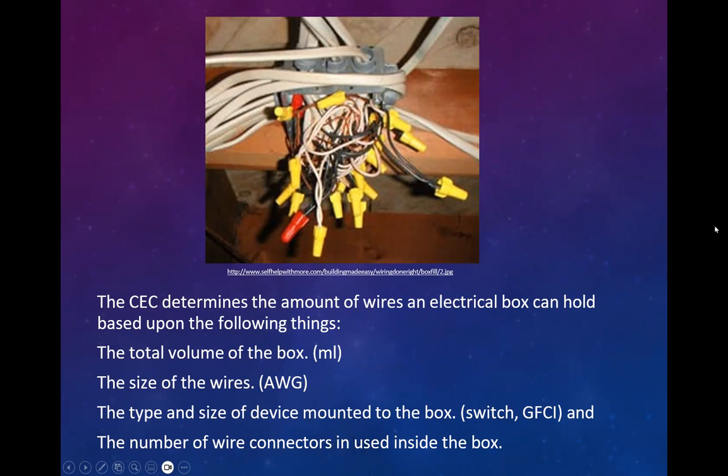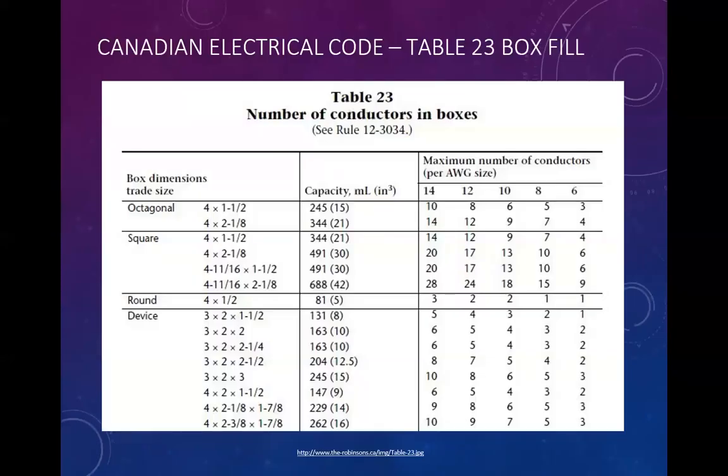All right. So we have the criteria now. Let's take a look at some things here. Here's Table 23 of the CEC, Canadian Electrical Code. Number of conductors in boxes. In this part here, we have the type of boxes. Here we have the corresponding volume that the boxes possess or have. And here is how many wires you can fit in them. Let's take a look at some of that here.